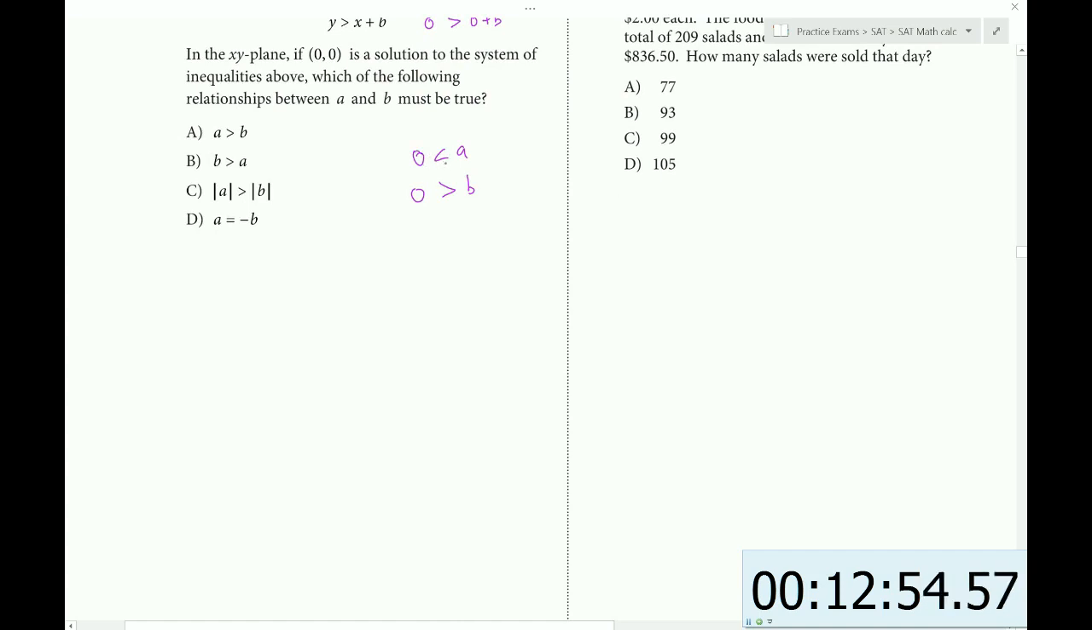So 0 is less than A. And 0 is greater than B. So if we were to put 0 on a number line, A would go on this side and B would go on that side.